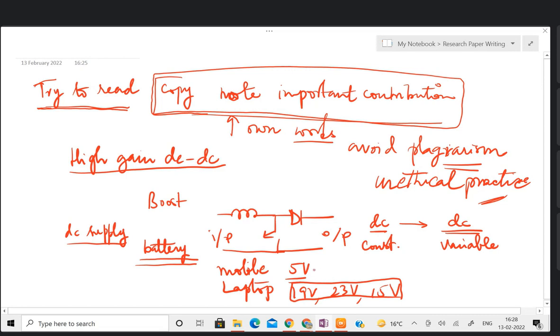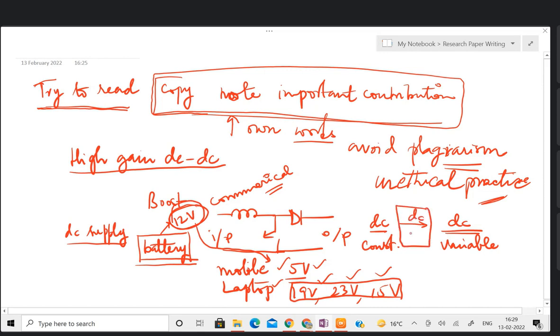But say you have a battery from which you are going to charge it, and that battery is 12 volt, the commercially available one. So how are you going to charge this mobile battery and laptop battery, which have different charging specifications? Definitely you need to change this 12 volt into 5, or 19, or 23, or 15 volt, isn't it? So for that we require a DC to DC converter.